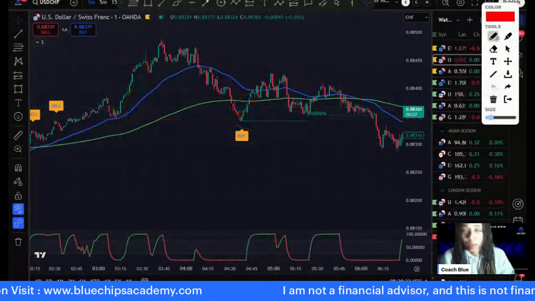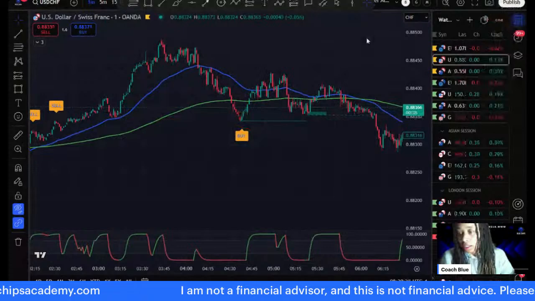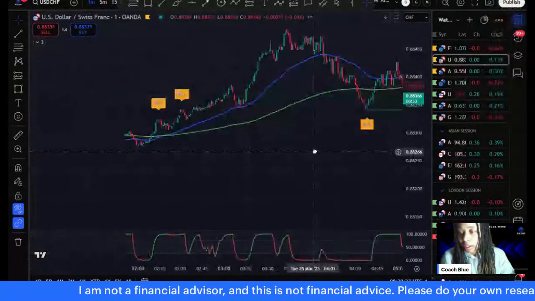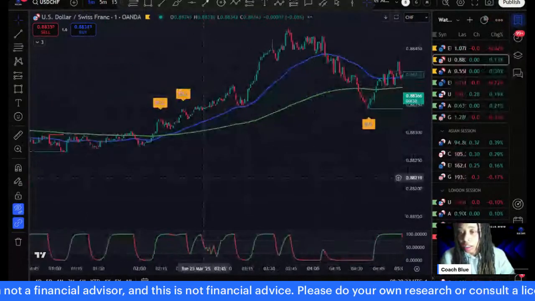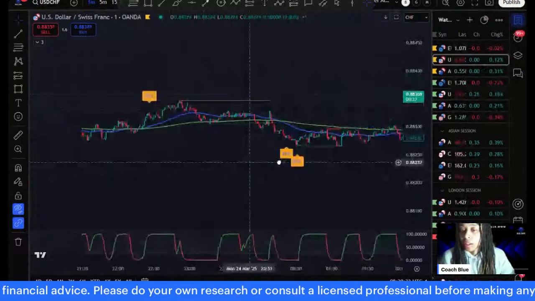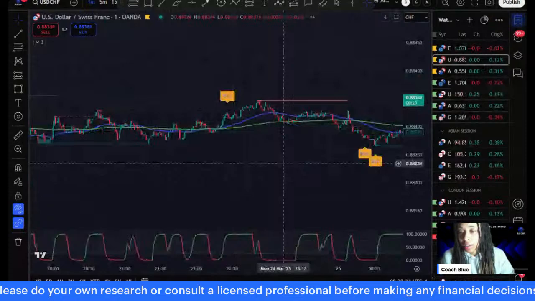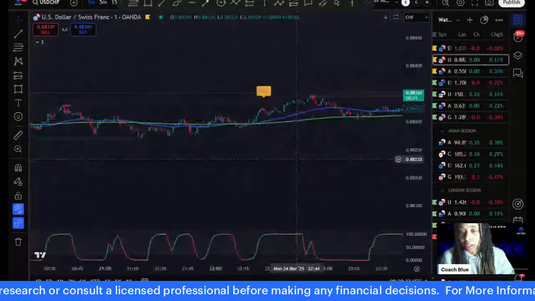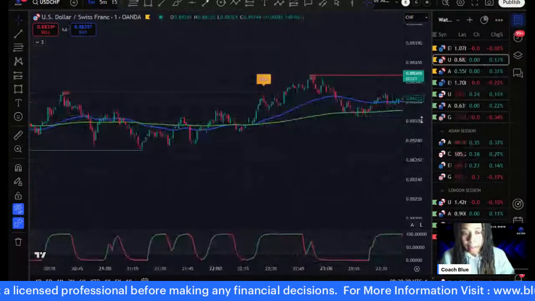All right. So that's USD. That was a USD CHF example. Let me see if I can find a sale for you guys, so you guys can see that as well. But that's all you guys are doing. Look to the left. See if you see recent price action that looks similar, and take the trade.